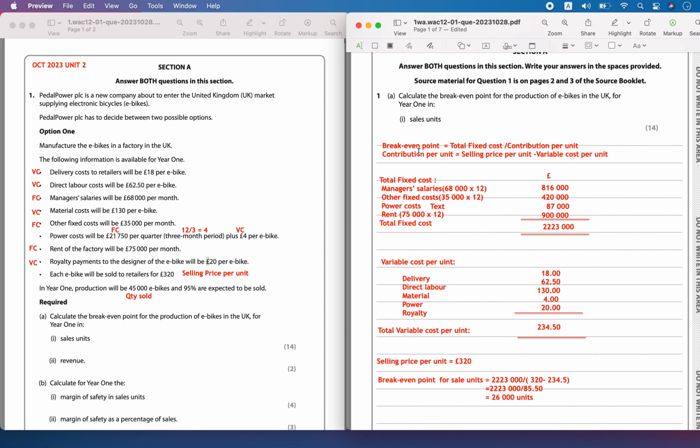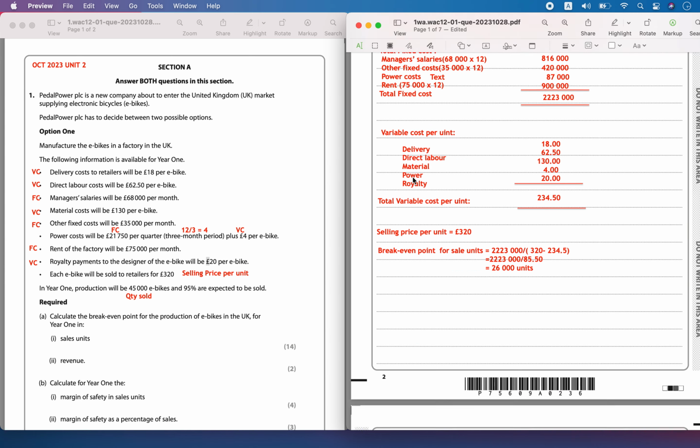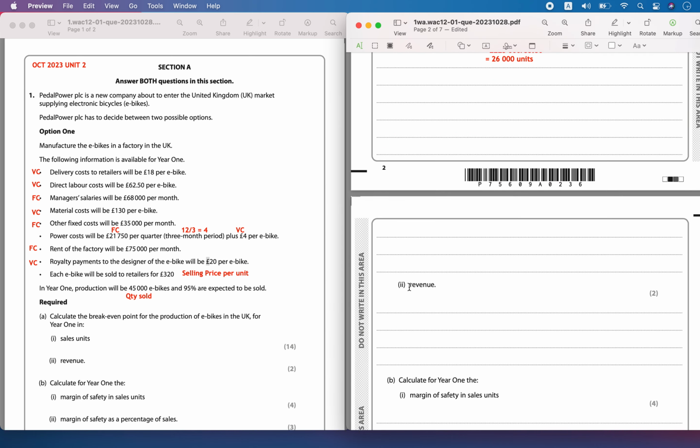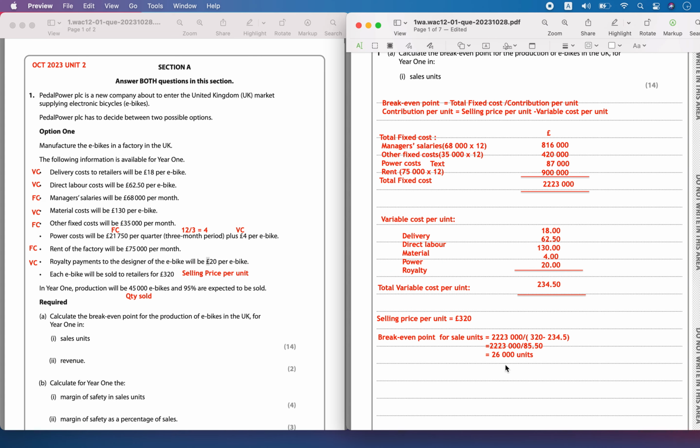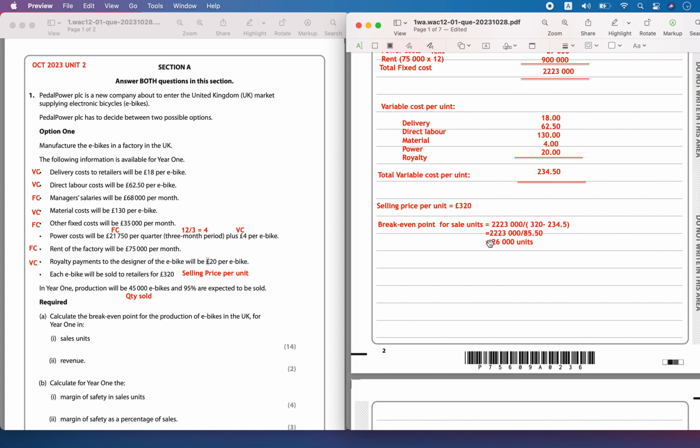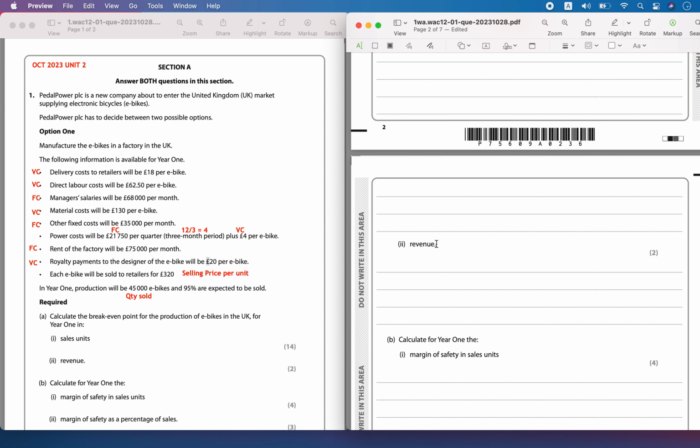Hello, today we are solving the October 2023 paper, unit 2. For question A part 2, we have to calculate the revenue. In the earlier portion, we had calculated the quantity of sale units that needs to be achieved at the break-even point. It was around 26,000 units. Now, what is the revenue at this break-even point?